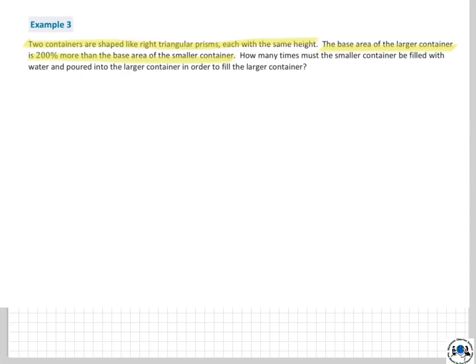You can see this module truly is picking different aspects of the modules that preceded it and tying them all together here. We'll talk about that again, because these are things we did some time ago, and of course easy to forget. So how many times must the smaller container be filled with water and poured into the larger container in order to fill the larger container?